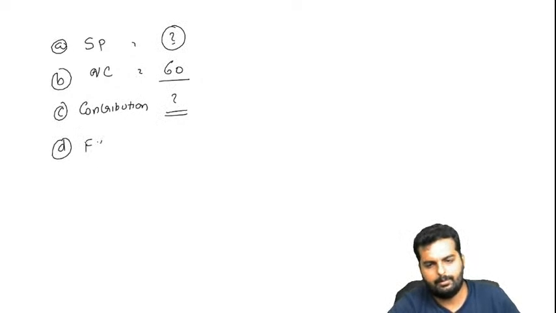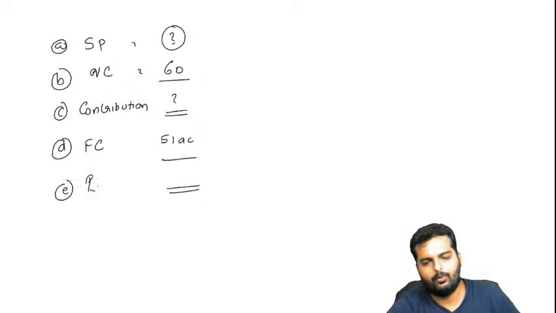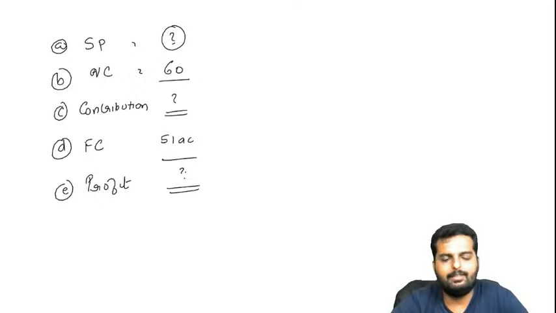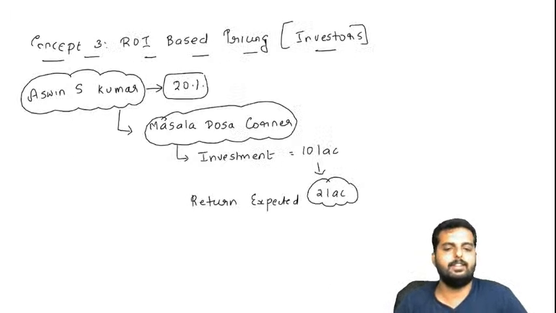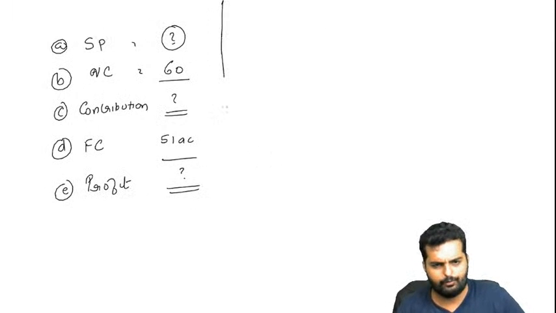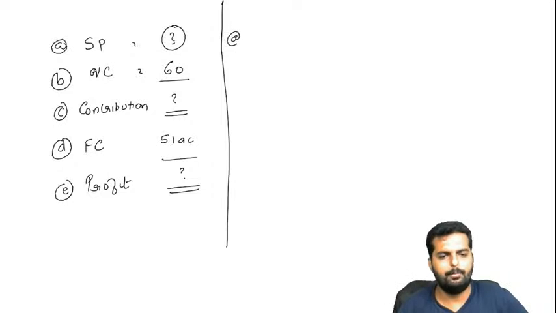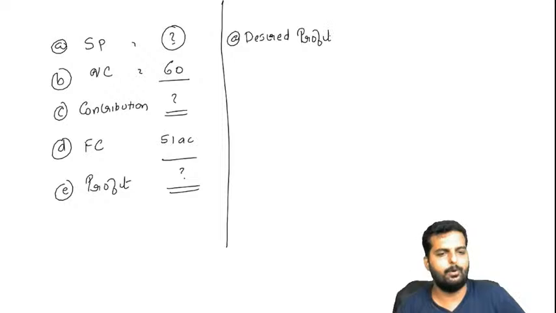But I know that my fixed cost is going to be 5 lakhs per annum. After the fixed cost, only what will I get over here? I will be making my profit. So basically the question is, Ashwin says he has invested 10 lakhs. He needs a profit of how much over here? He needs a profit of 2 lakhs. So we'll do a backward working now. We'll start from here. Desired profit is turning out to be 2 lakhs.